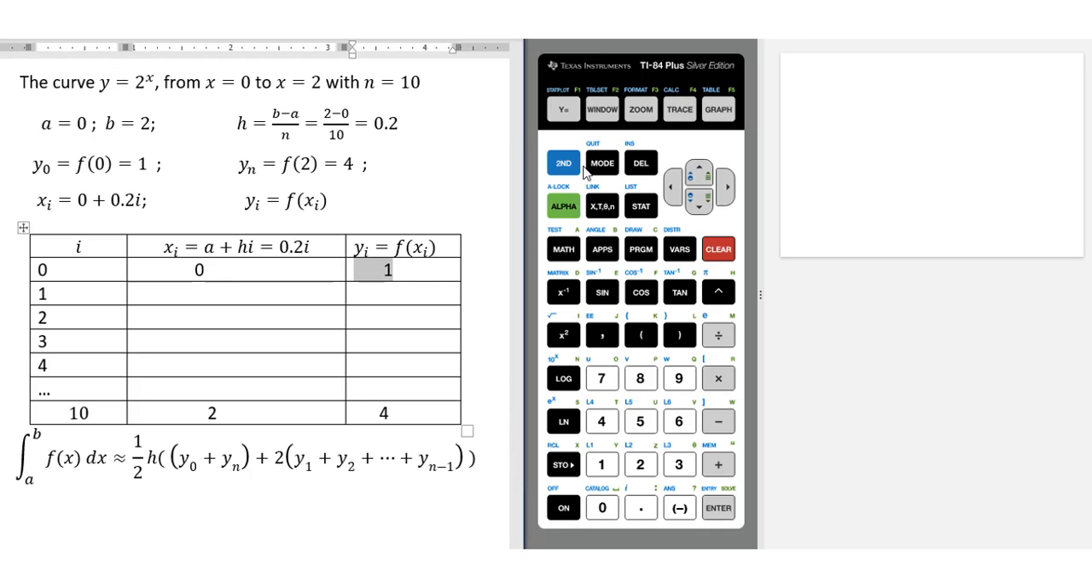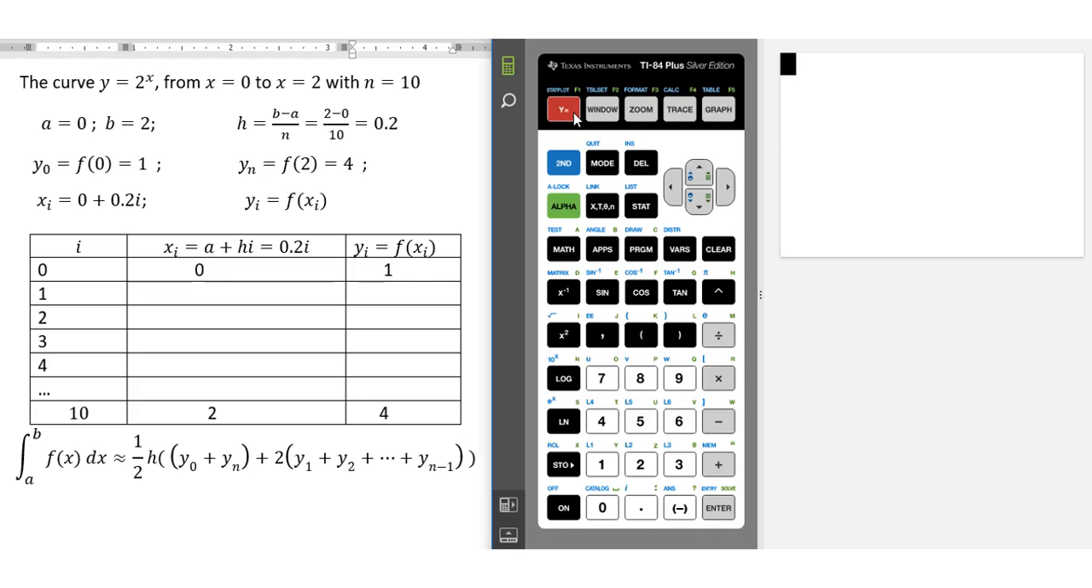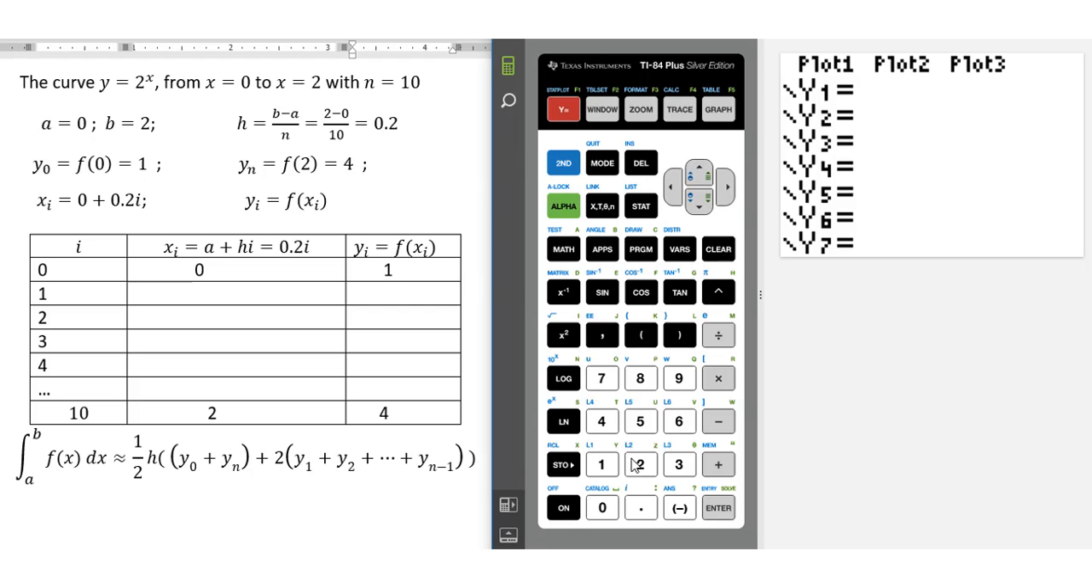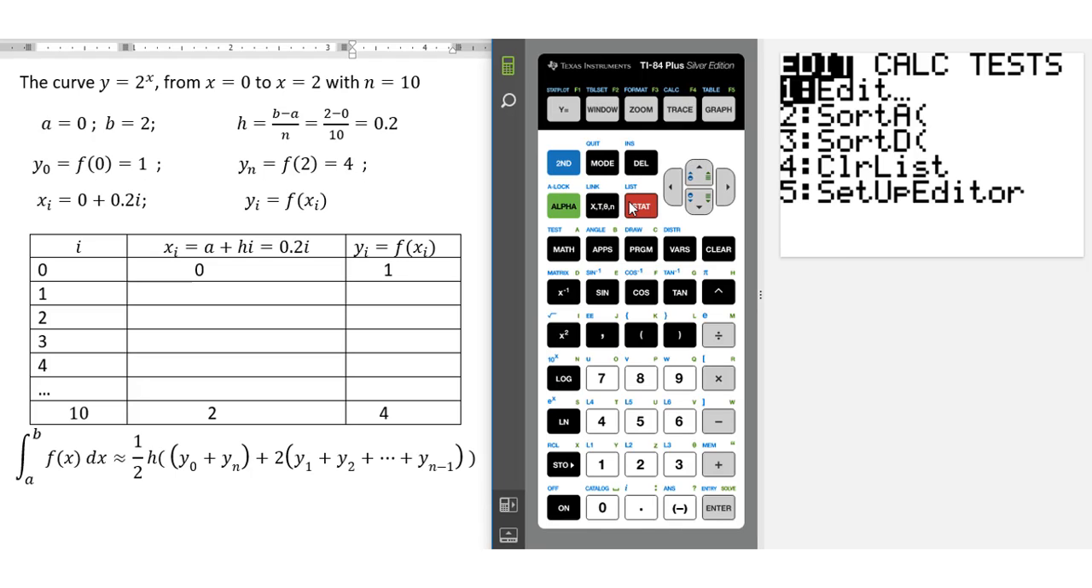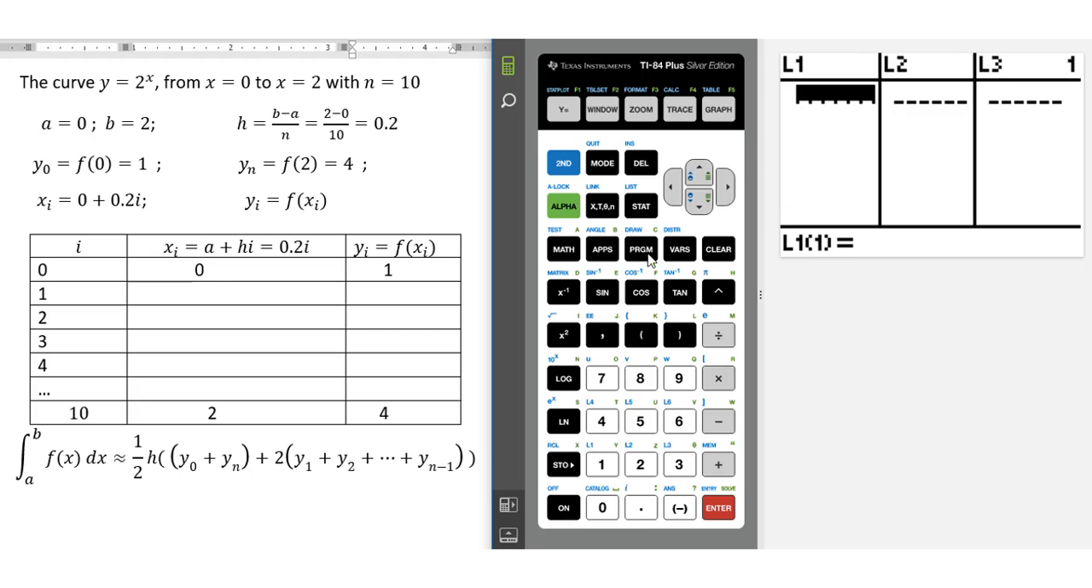Then I go to y equals, I put 2 to the x power here, so that we can check the exact value we got from the integral. Then we go to this stat, edit. This time, you will put from 0 to 10. So you could say I put a 10 here.